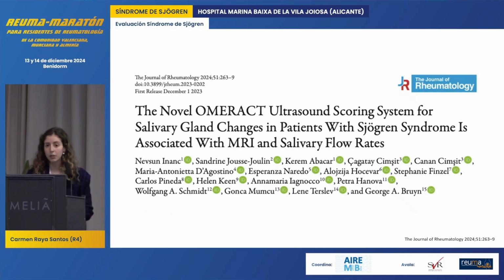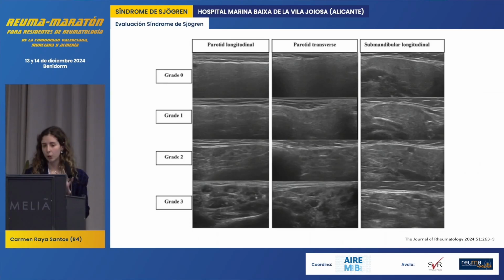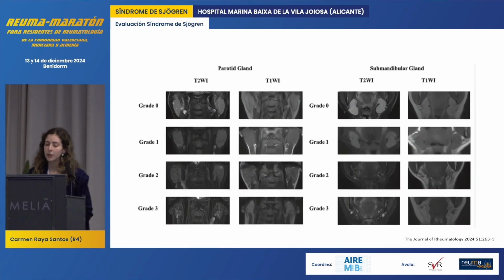I've brought some articles to take a closer look at the usefulness of ultrasound in current clinical practice. This is a 2024 article, quite recent, which evaluates the involvement through ultrasound and relates it to findings on MRI and abnormalities in the salivary test. This is what we've seen regarding the involvement of the glands on ultrasound. Here we have the involvement seen on MRI, which I won't go into further, but there are also grades 0, 1, 2, and 3 of involvement.